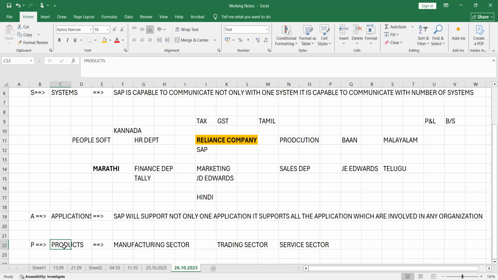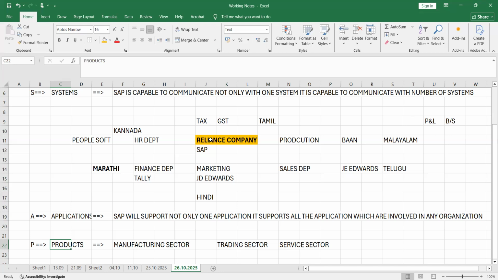In data processing. What do you mean by data processing? Whatever raw data we are going to receive from different systems, different applications, and different products, whatever data SAP will receive, that will be processed. Raw data will be processed, and it will prepare meaningful information and meaningful reports.